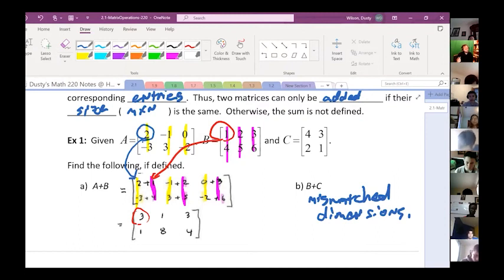I'm looking at Ben's question. Yeah, we could certainly create a new C that would make the operation defined. Whether that would make sense or not depends upon the application or the question we're trying to address.